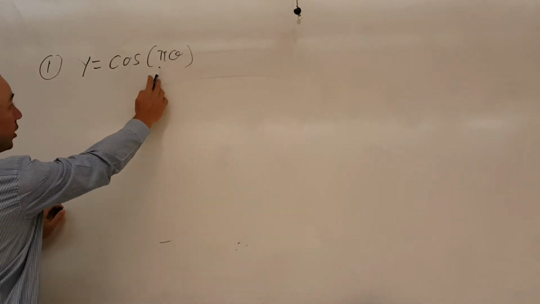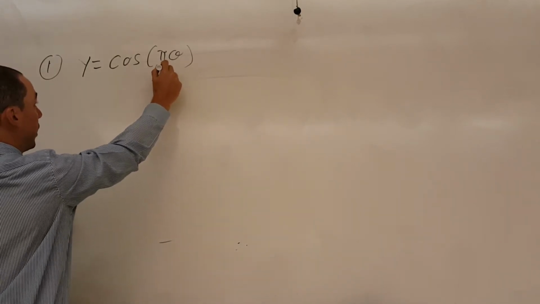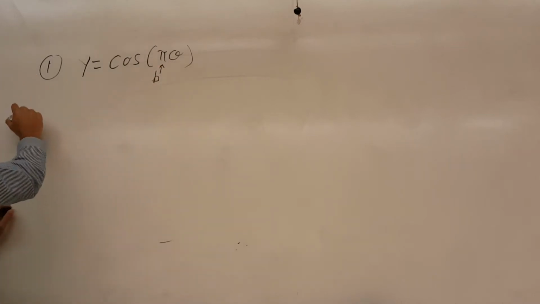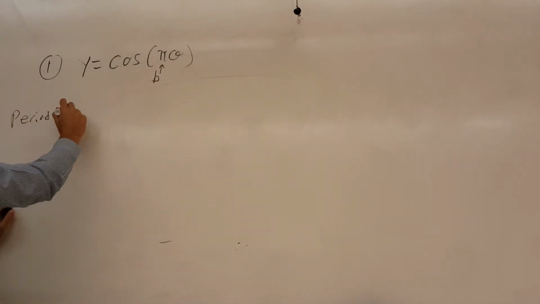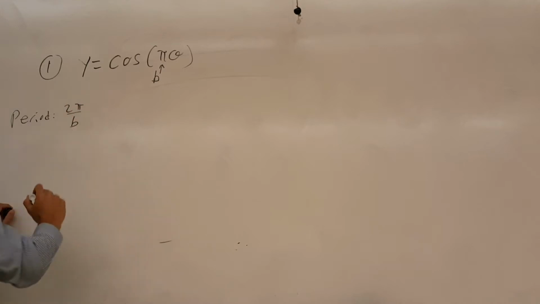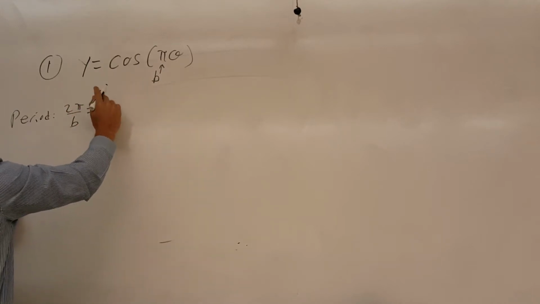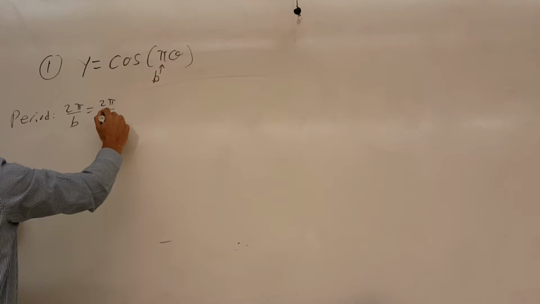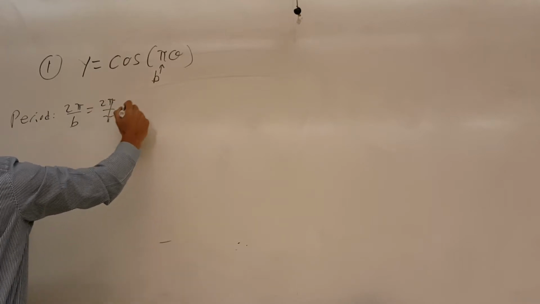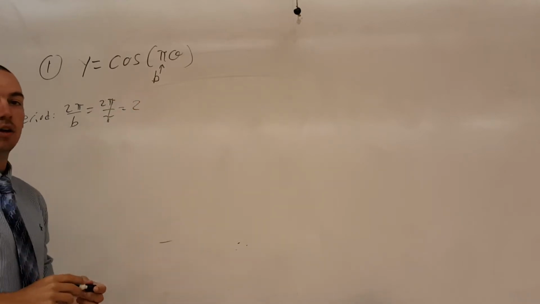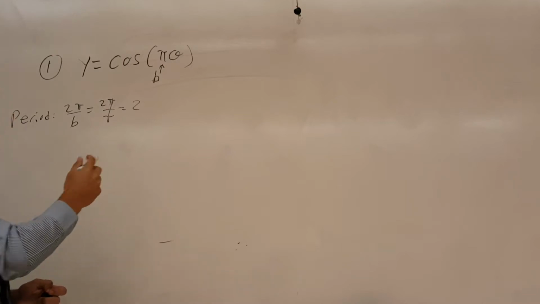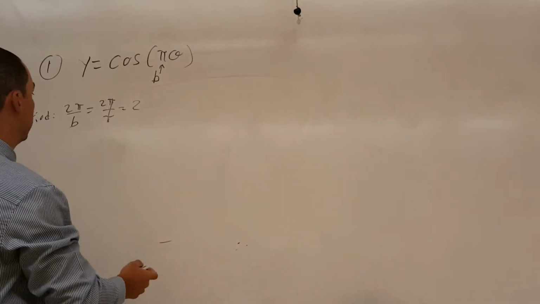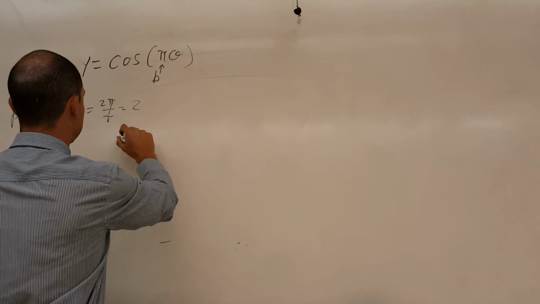First, I see I have a period change. B is equal to pi. So we need to figure out the period, which will be 2 pi divided by b. B is pi, so 2 pi divided by pi, I get 2. So it's only going to take a distance of 2 radians for our function to repeat or go through one cycle. So get my axes set up here.